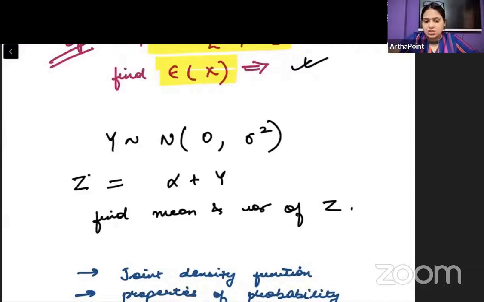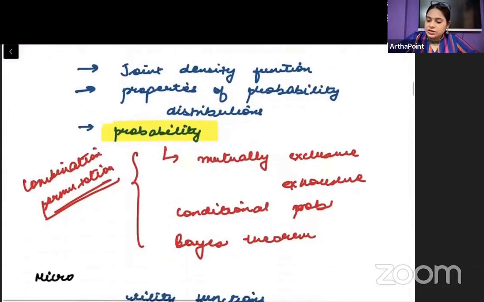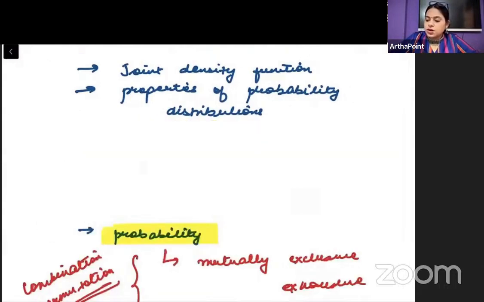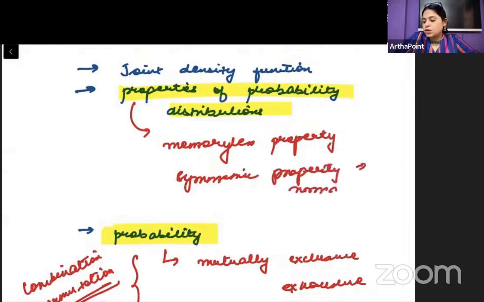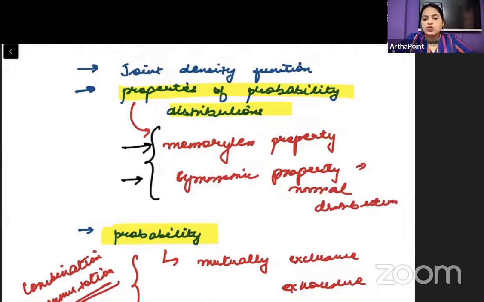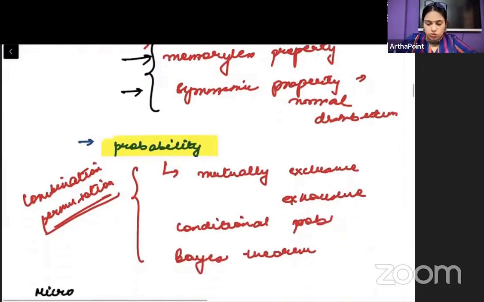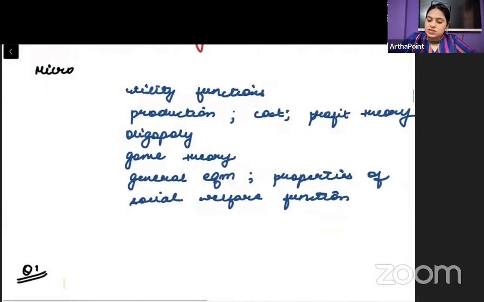Questions on distributions can be asked in exam. So again, there can be some questions on the properties of probability distributions. For example, you can see a question on the memoryless property, or the symmetric property of the normal distribution. So these questions can be asked in exam, and it is a good way to start practicing these questions also. Okay, now let's go towards microeconomics.